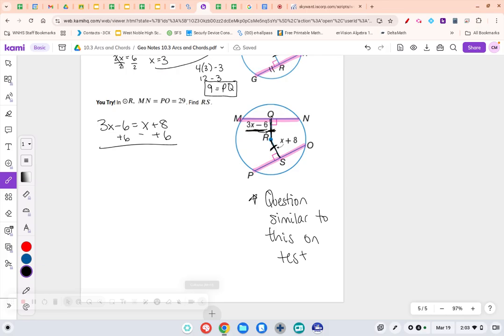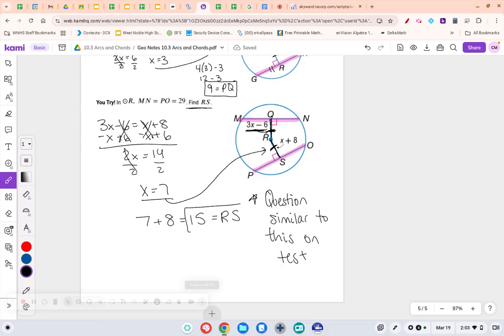Add 6 on both sides, subtract x on both sides. We get 2x is equal to 14. So x is 7. Once again, not my whole answer. It wants RS, so I gotta plug this back in. 7 plus 8 is 15. That is the length of RS.